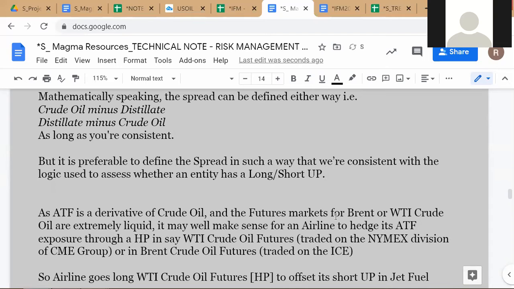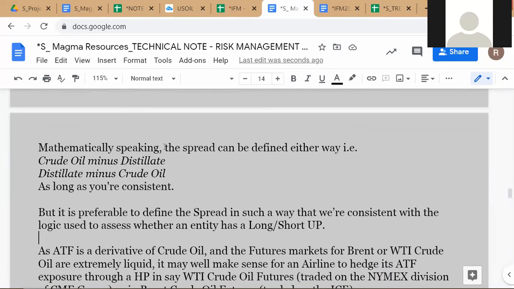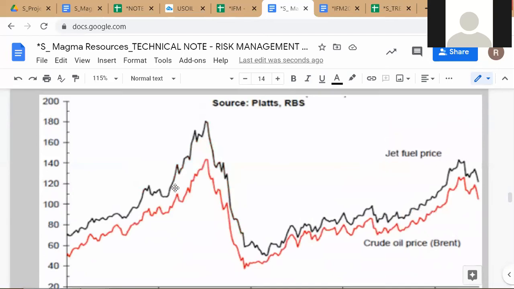If you remember that logic, if you are short and the market goes up, then you lose money. If you're short and the market goes down, you make money. Here, the market becomes the spread, based on how you define it. You can plot it as a separate third variable, either as distillate minus crude or crude minus distillate. Mathematically there is no restriction as such, but we have to be consistent across the entire discipline. Wherever we're using certain terms, we should be consistent.